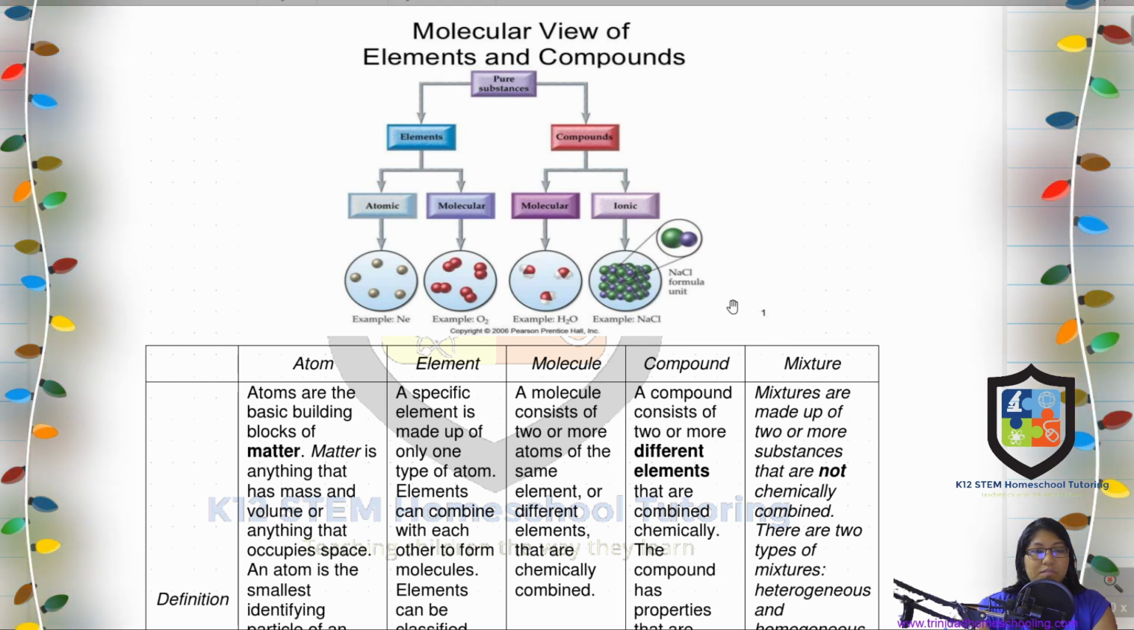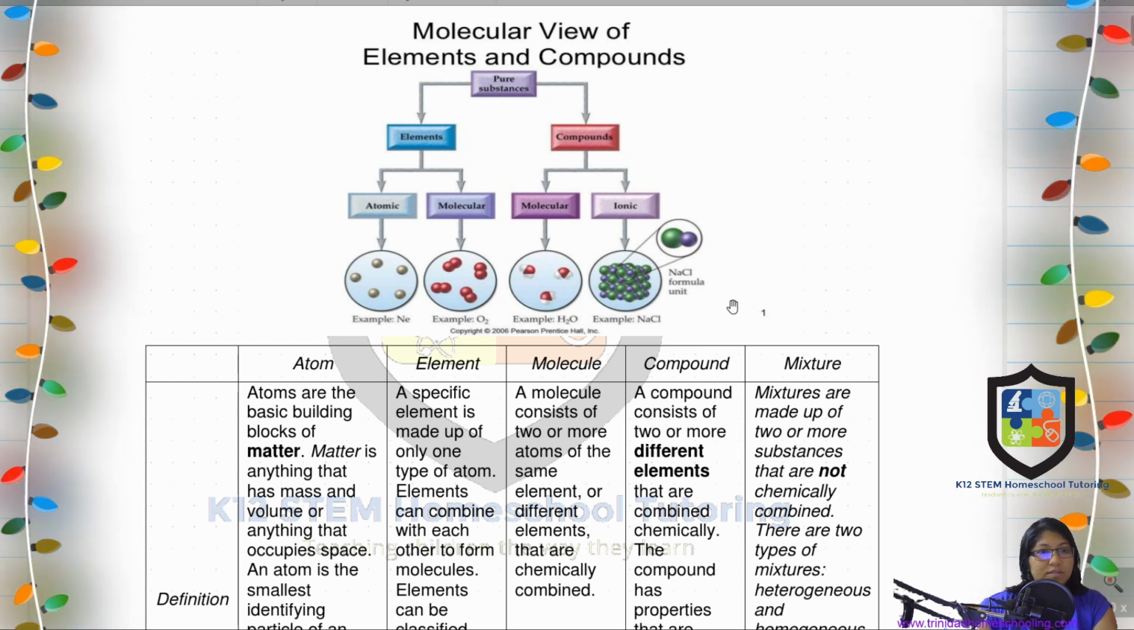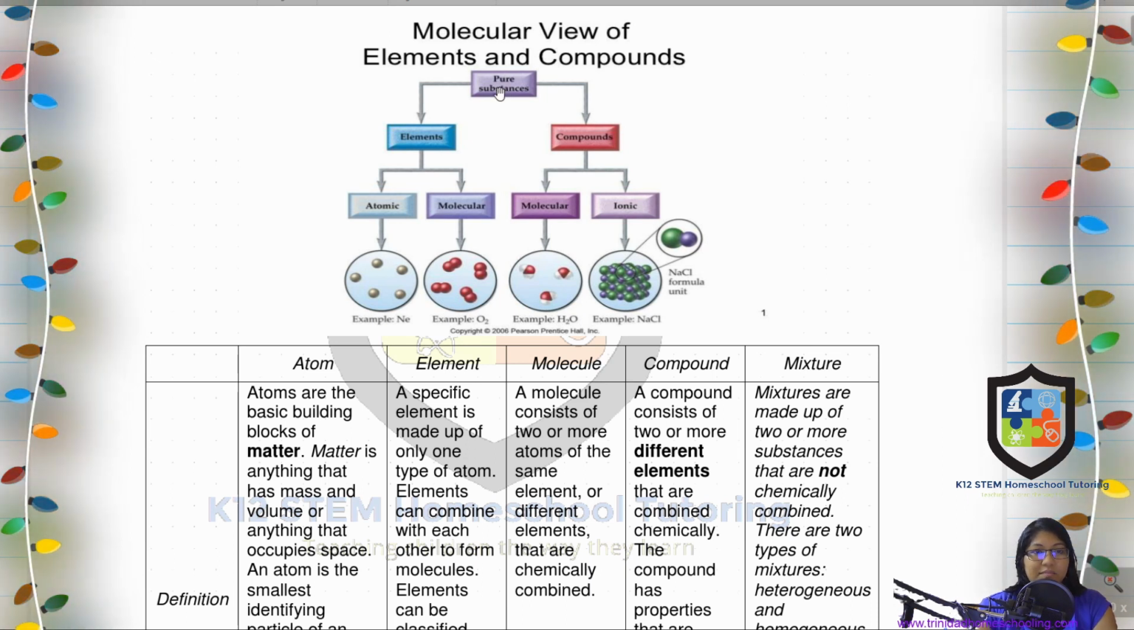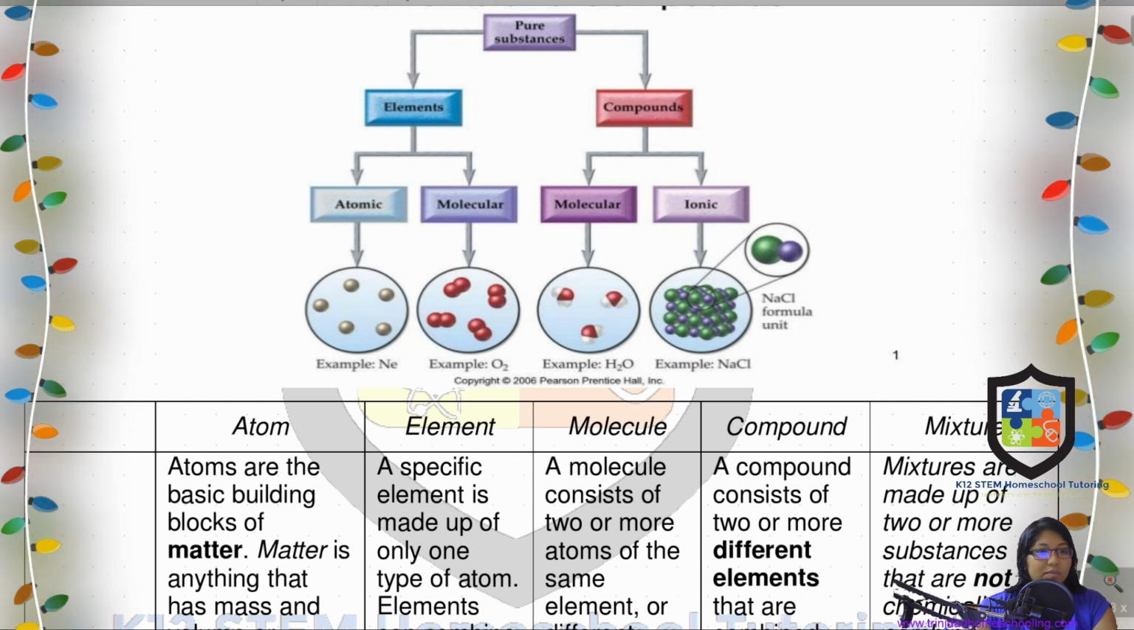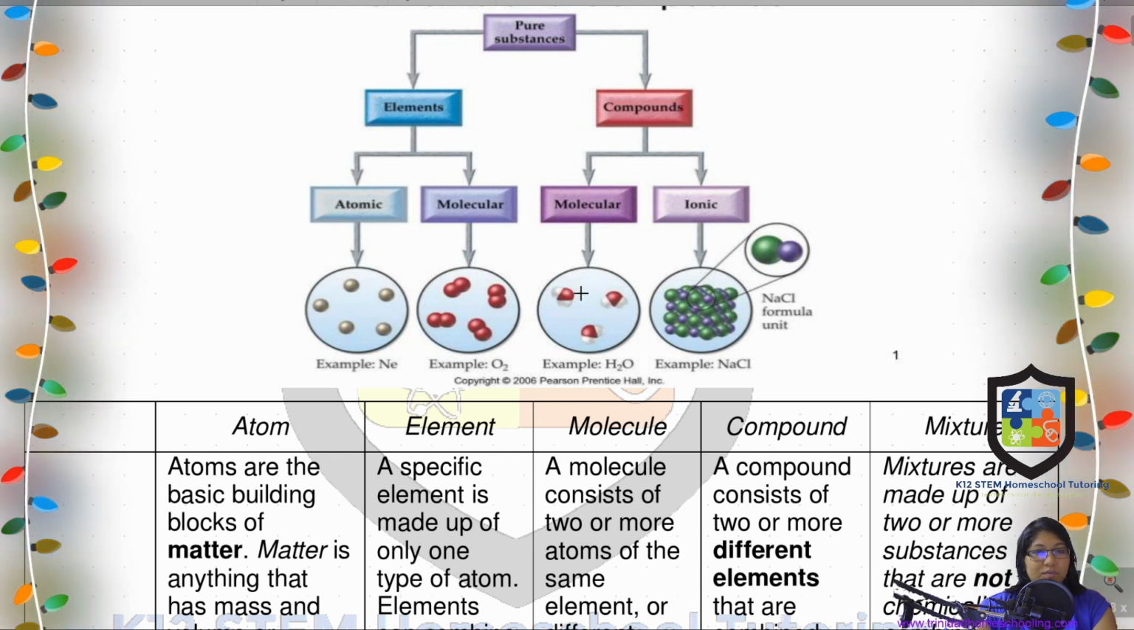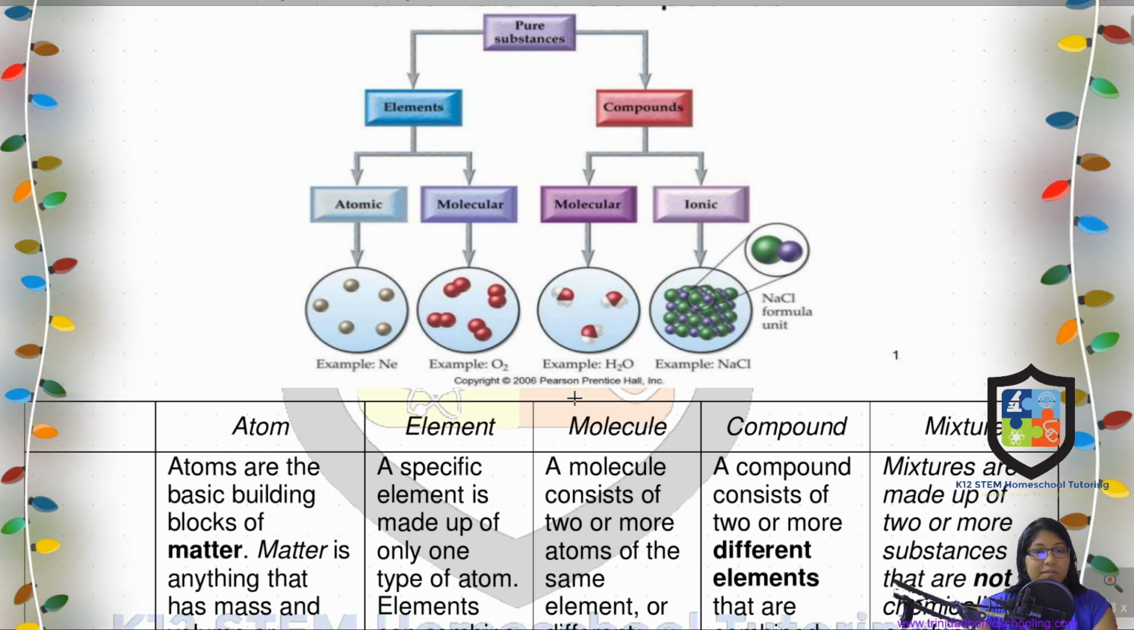Now, let's look at the molecular view of elements and compounds. Now, in nature, we have pure substances and we have impure substances. In this lesson, we'll be looking at the pure substances, and these can be split into 2 groups called elements and compounds. Okay, so under elements, we have atomic structure, we have atoms, we have molecular structures, and in compounds, we have molecular as well, and ionic structures. Okay, and we have examples of each.